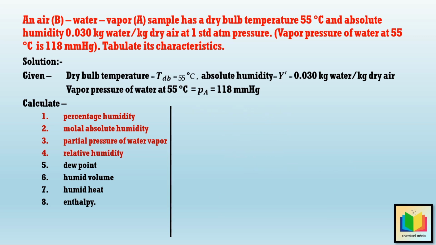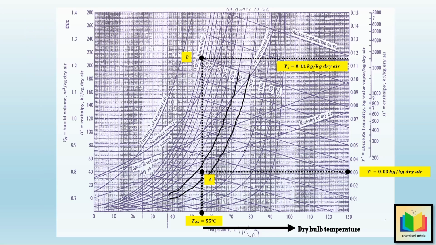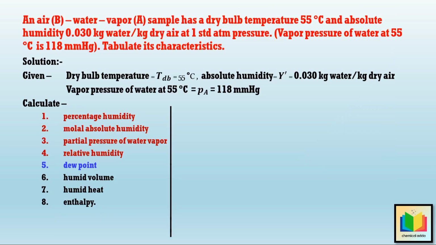Now, let's calculate the next property, that is the dew point. So to calculate the dew point on the psychometric chart, let's draw a horizontal line from point A to meet the saturation curve at point C. Then, draw a vertical line from point C, which shows the dew point temperature of 31 degrees Celsius. Hence from the psychometric chart, we get dew point temperature is equal to 31 degrees Celsius.